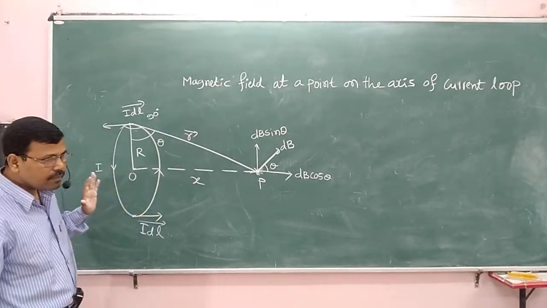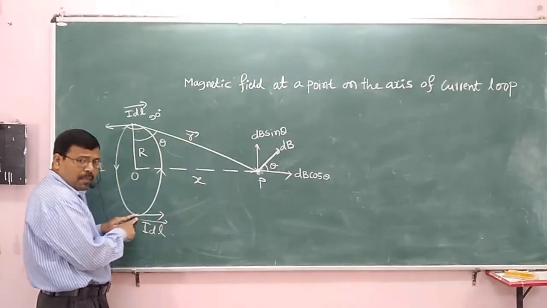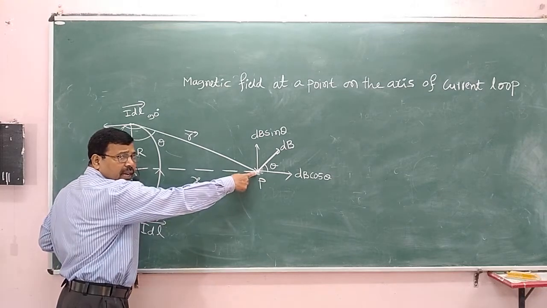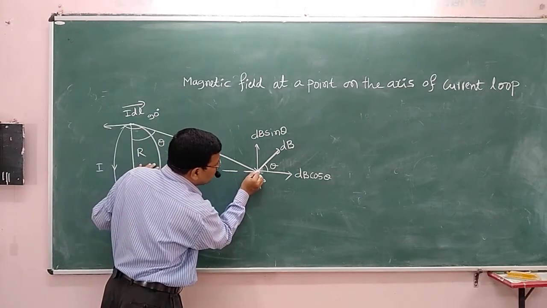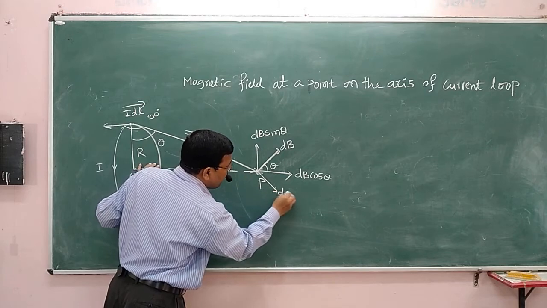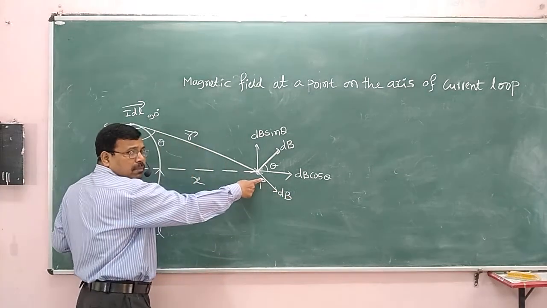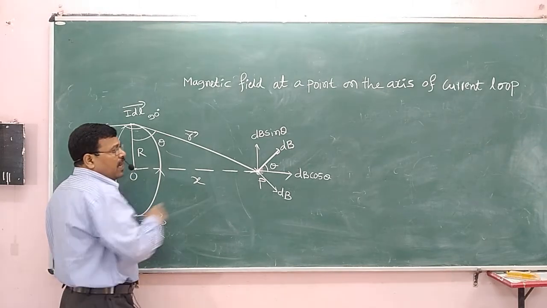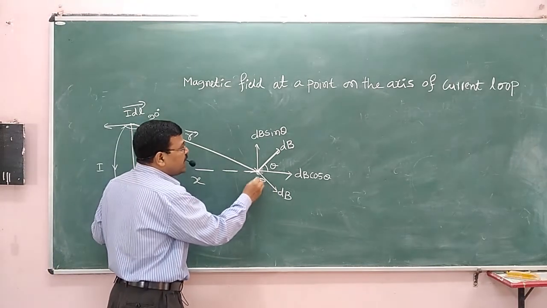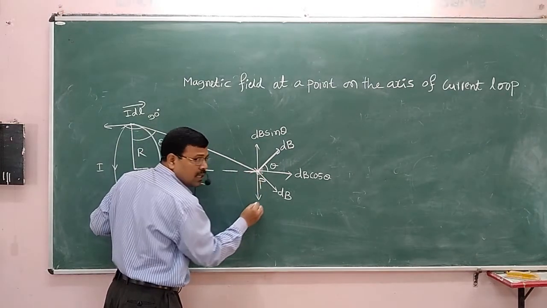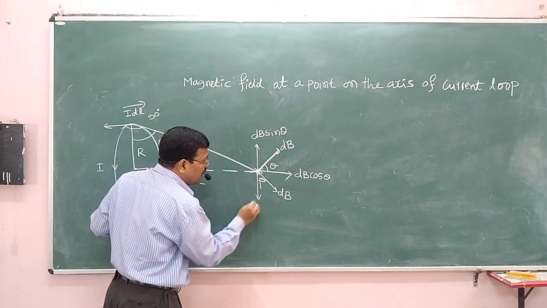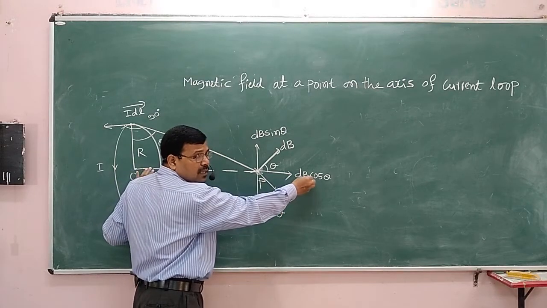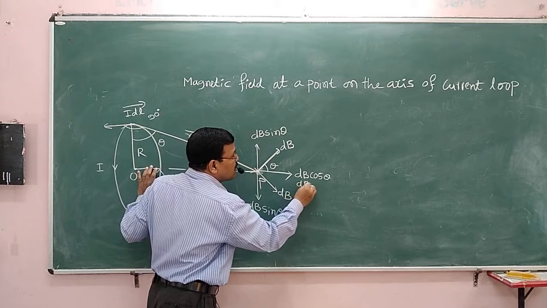Right? Similarly, this IDL is also contributing its magnetic field here, that is dB. This magnetic field is produced by this current element, IDL, and this is also lying in the plane. It can be resolved into 2 components, that is the perpendicular component, dB sin theta, and the parallel component, dB cos theta.